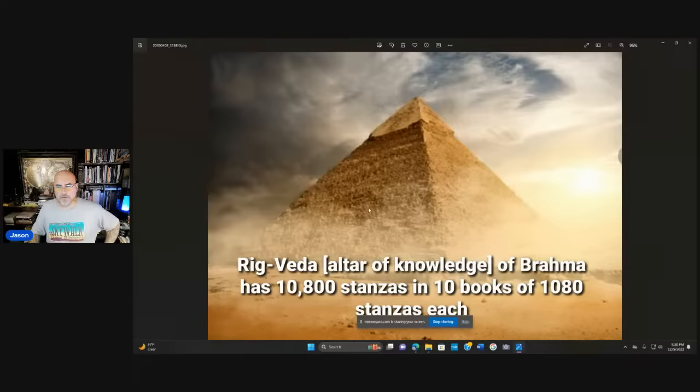Somebody can correct me. Or 432,000 stanzas, which is 144,000 times 3. Same thing as a Mayan Baktun, 144,000 days. Or a Kali Yuga, 432,000 days. So this is the Rig Veda, altar of knowledge of Brahma. Brahma, who is Brahma? Brahma is married. His consort is Saraswati. This is no different than Genesis.